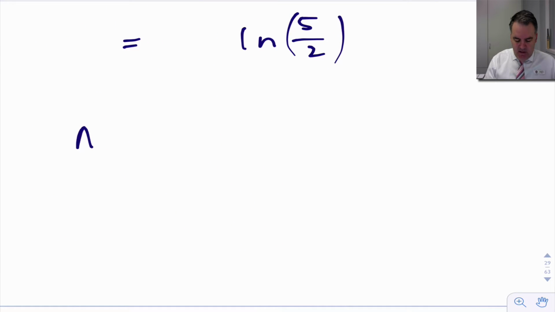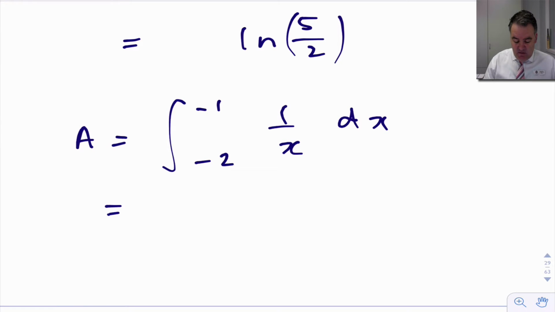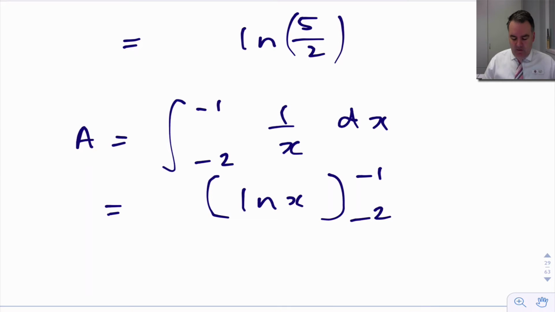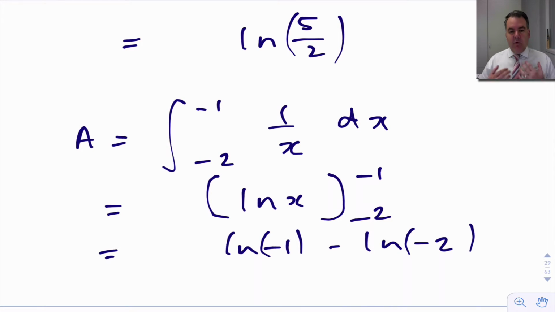So if we say the area is the integral between -1 and -2 of 1 over x dx. That looks perfectly fine. But ln x between -1 and -2, I'm sure you can see that we've got a problem here. ln -1 minus ln -2. Okay, we know that the logarithm function is only defined for positive x values, so this is no good. This will not work. ln of -1 and ln of -2 just doesn't work.